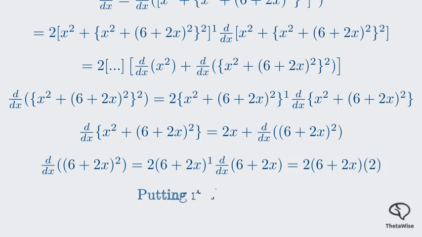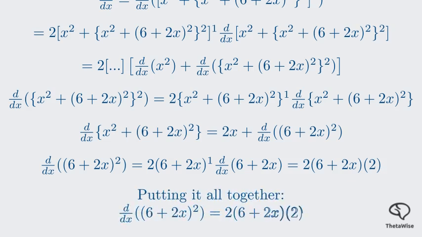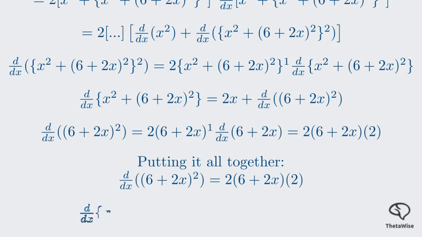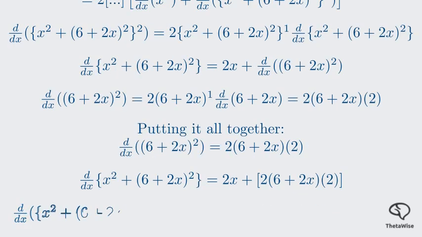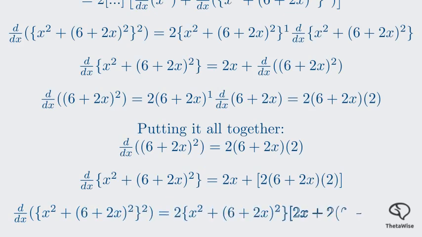Now we just need to assemble all the pieces. Let's work backward. The derivative of our innermost function was 2 times 6 plus 2x times 2. Plugging this into our next step up, we get that derivative inside the curly braces is 2x plus 2 times the quantity 6 plus 2x. Now, plugging that result into our next step, the derivative of the expression inside the curly braces squared becomes 2 times curly braces times that result.